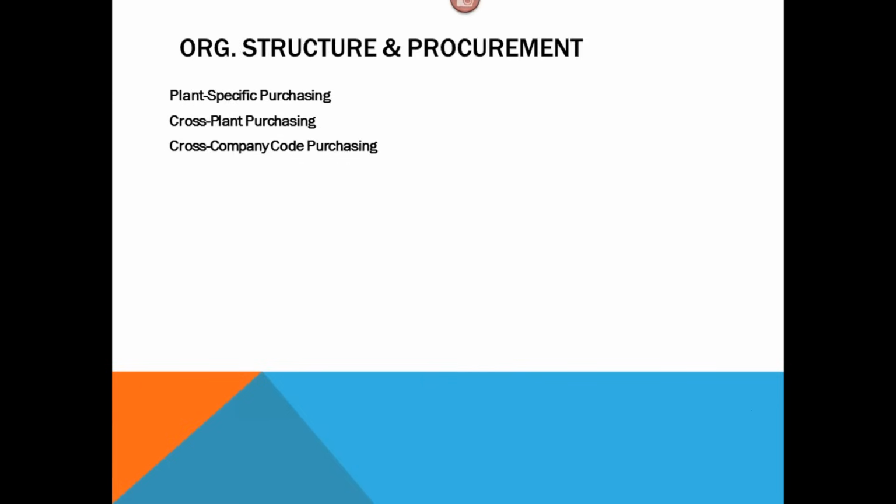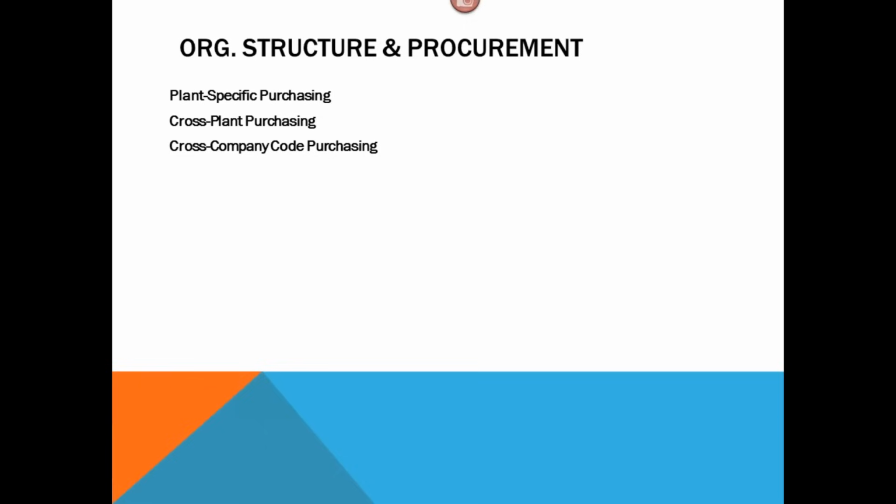Then structure procurement. What is structure procurement? We do plant specific purchasing, cross plant purchasing, cross company code purchasing. What does it mean? Plant specific purchase means you have an office in Hyderabad and plants called 1 and 2, and you can procure the material locally. Cross plant purchasing means it is a centralized purchase organization. Your office has Hyderabad, Mumbai, Delhi, Chennai, then you will have one single purchase organization, and you do cross plant procurement, like Delhi to Mumbai, Mumbai to Delhi, Chennai to Mumbai, Mumbai to Chennai. Like that you can procure the material with the purchasing.